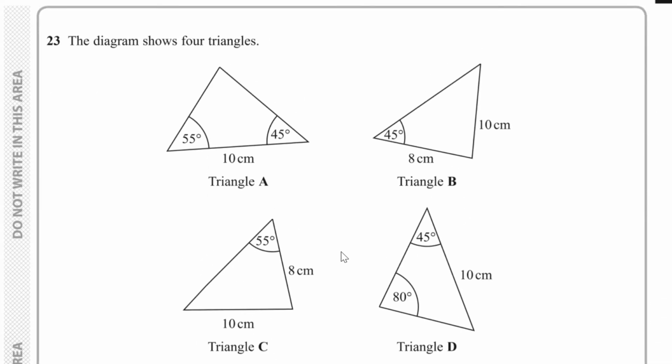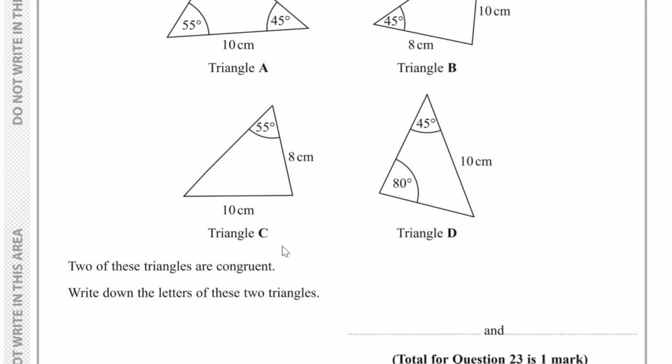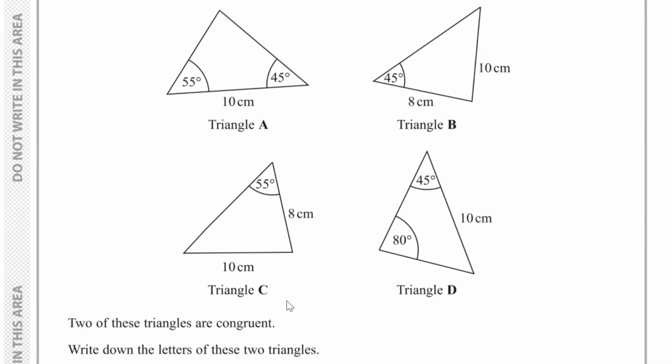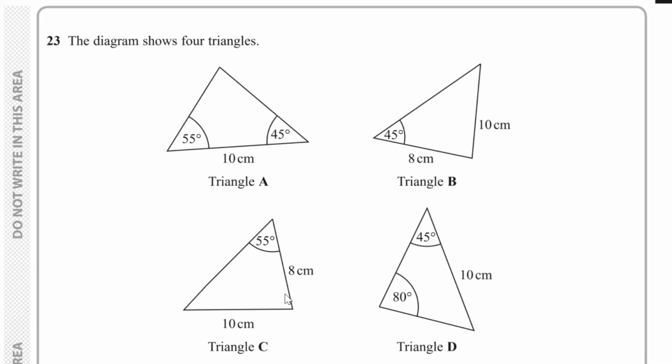And question 23, we've got 4 triangles over here, and 2 of these triangles are congruent. We have to write down the 2 triangles which are congruent, meaning which 2 triangles are the same. Well, let's think about how we can do this. They all contain a 10 centimeters.